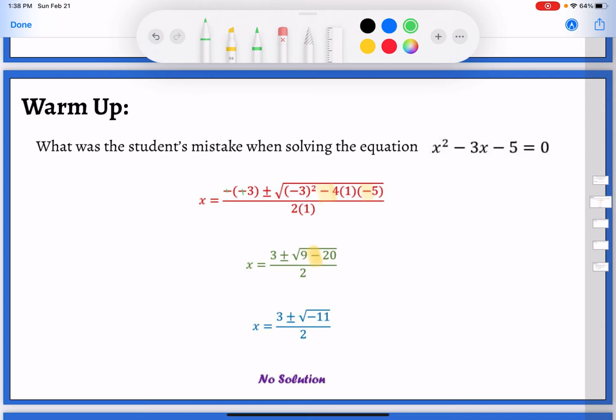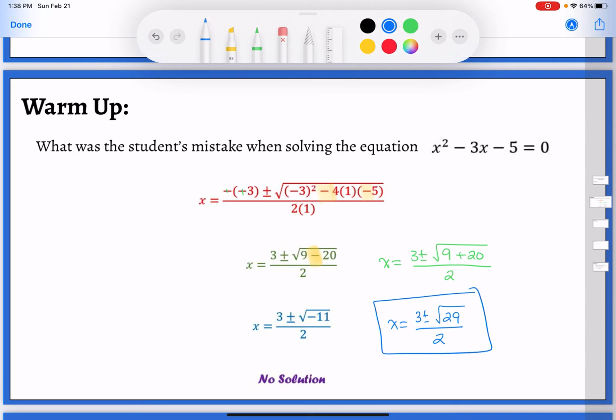A negative times a negative should be a positive, right? This should really be x equals 3 plus or minus the big square root of 9 plus 20 all over 2. And so that would really be x equals 3 plus or minus the square root of 29 over 2, and not a no solution. Now we can't reduce the square root of 29, so this is actually the final answer, but just be careful.